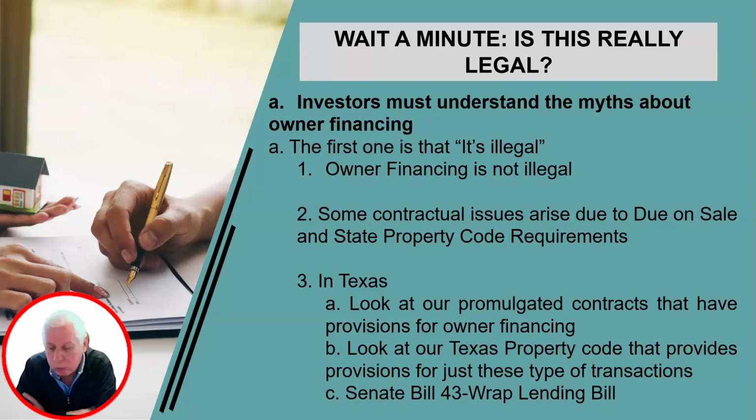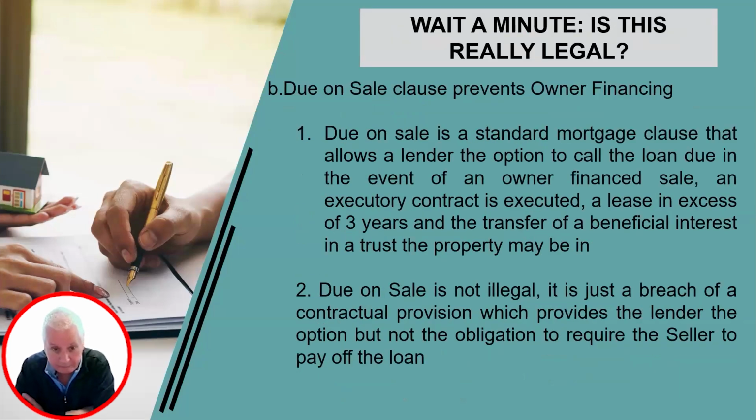And you want to make sure you know what your state property code says. And again, here in Texas, a little more problematic. But if you look at our Texas contracts, and we have a promulgated contract in Texas, it actually has provisions for owner financing in the contract. Our property code provides that if you're going to buy a home subject to the existing debt or a wraparound where you're leaving an existing mortgage in place, you must follow certain rules, the underlying lien disclosure notice, the insurance disclosure notice, those kind of things. And this comes out also in a recent bill called Senate Bill 43 that came down in January of 2022.